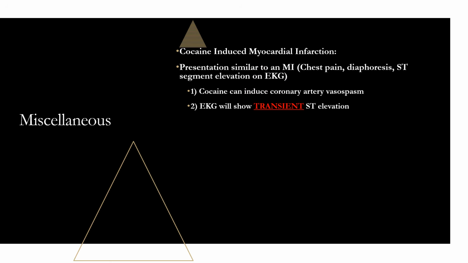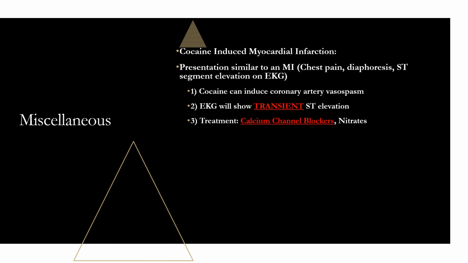So second, this is your key, because on the question they're going to say transient ST elevation. And that's your key to knowing that this isn't an MI, that this is some other vasospastic disorder. So EKG will show transient ST elevation. That's really important, probably the most important thing in this.